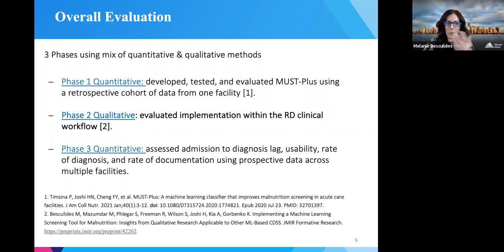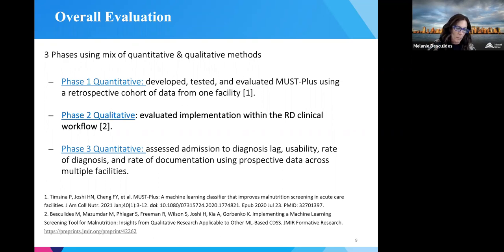And so the phase 3 study that's been submitted for publication in the Journal of Parenteral and Enteral Nutrition. So that's not published yet, but I just wanted to give you sort of a little preview, but the MUS+ system really did have great impacts on all of those things, on productivity, so usability, success rate, and documentation, and also on impact.